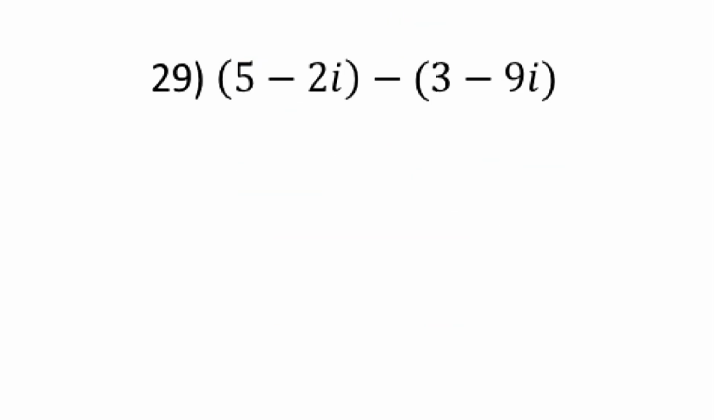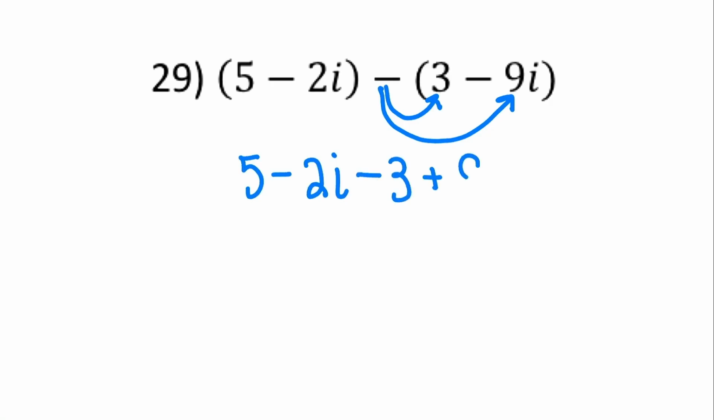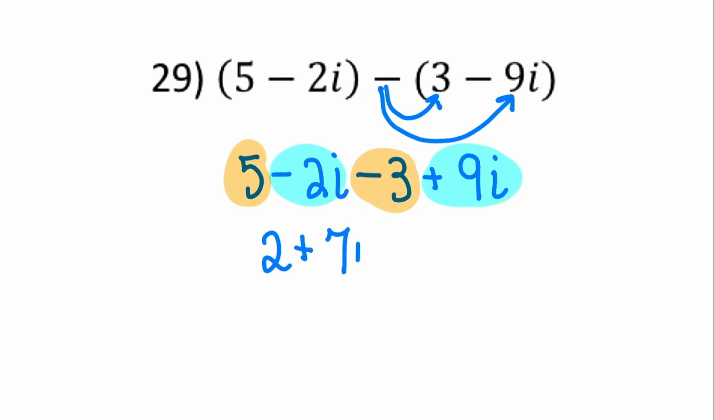When subtracting these, the important thing where a lot of students make mistakes is they forget to distribute the negative to both terms in the second set of parentheses. So this is going to be 5 minus 2i minus 3 plus 9i. Our like terms are our 5 and our negative 3 and our negative 2i and our positive 9i. So we're going to get 2 plus 7i.